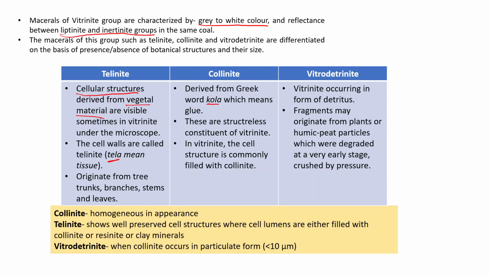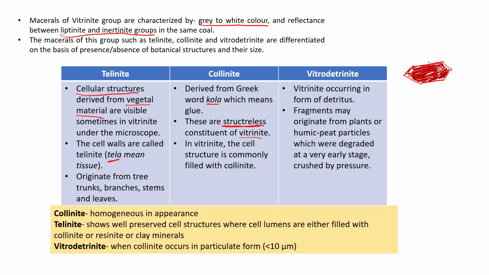The colinite is derived from the word cola, which means glue, gel. So these are the structureless constituents of vitrinite. You should remember these. These are structureless constituents of vitrinite, and several times the cell structure, suppose this is the cell structure of the plant cell which gets preserved, and this cell structure is filled with this material. They both show almost similar reflectance.